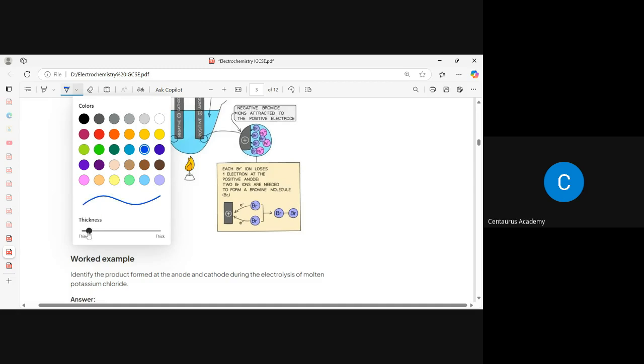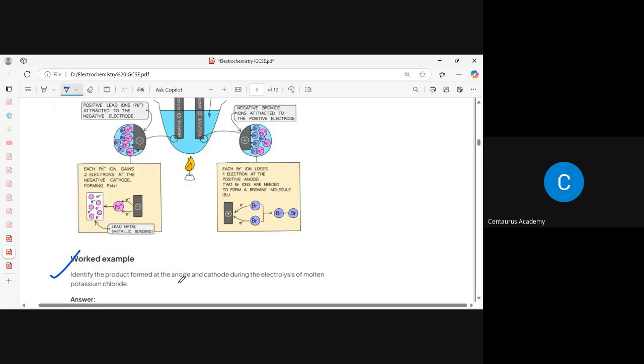Okay, so let's continue with yesterday's session. We were doing electrolysis. If you look into this question here, it says identify the product which is formed at the anode and at the cathode during electrolysis of molten potassium chloride. Can you tell me what will be the products formed at the cathode and at the anode if electrolysis of molten potassium chloride is carried out? You may write your answers in the chat box as well.